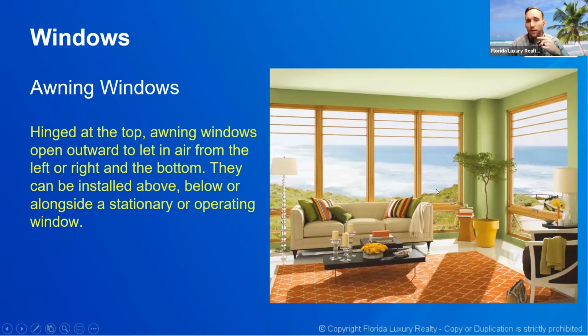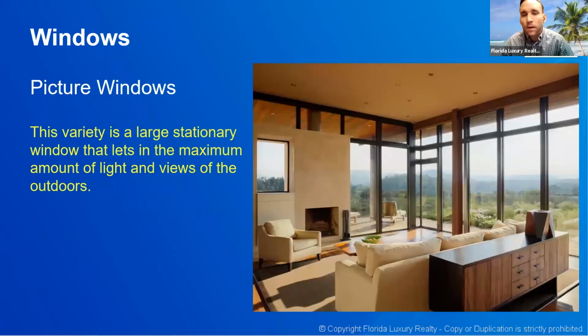But the top window may actually open or it may be stationary. But what we're really talking about is like here at the bottom and here at the top, these awning windows that open up to be able to let air in while still keeping the picturesque view of the top, more stationary window. And then we have true picture windows.